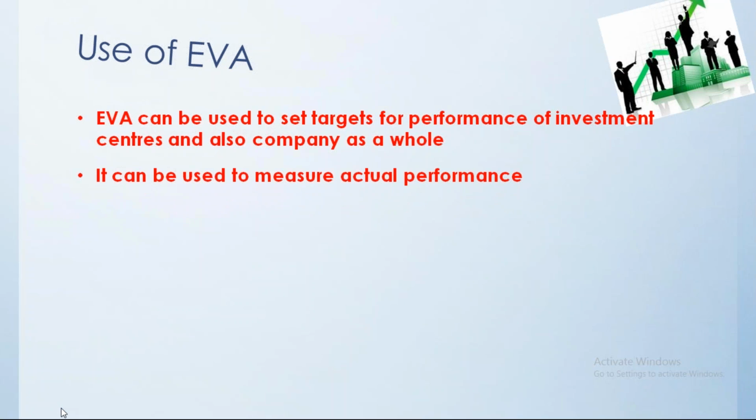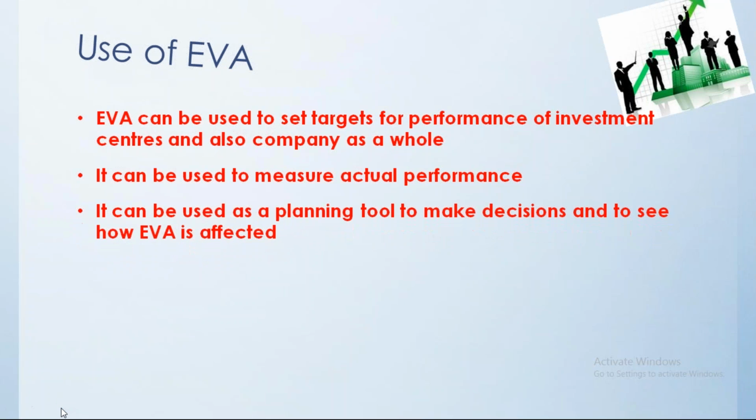It can be used to measure the real, actual economic performance. It can be used as a planning tool to make decisions to see how economic value is affected, because we are looking at the current values. So we are comparing two companies or two divisions. One has old assets, one has new assets. When you compare under the old ROI method, the company which has new assets will show a poor performance because their profits will be low. But the old asset division may show big performance because they are using old assets.